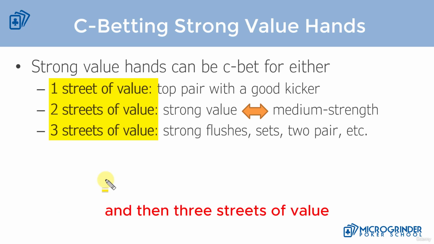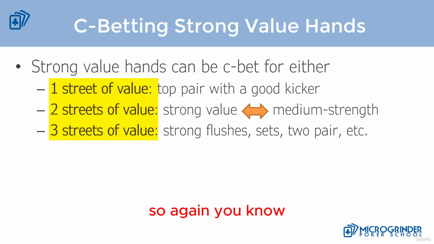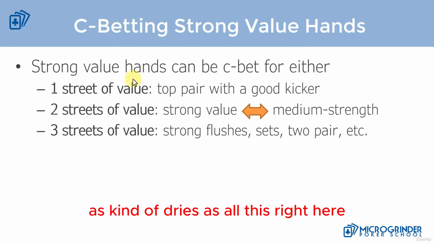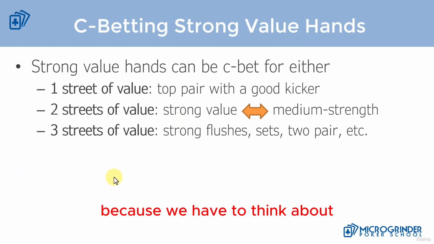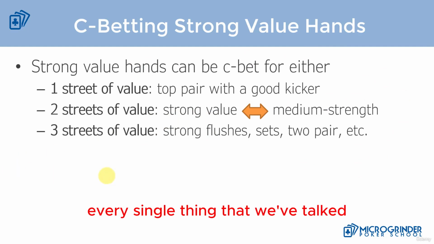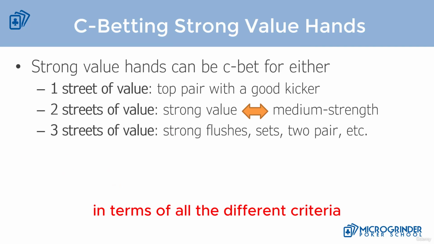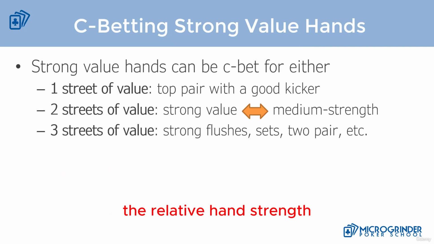And then 3 streets of value, well, that's going to be our strong flushes, our strong straights, our sets, our 2 pair. And against certain opponents, really bad opponents, just 1 pair, top pair with a good kicker. So again, it's not really just as cut and dry as all this, because we have to think about every single thing that we've talked about in this course in terms of all the different criteria: the board texture, the relative hand strength, our opponent's playing style, in-game dynamics, effective stack sizes. So there's a lot to think about. With that said, let's jump over to some hand history reviews.